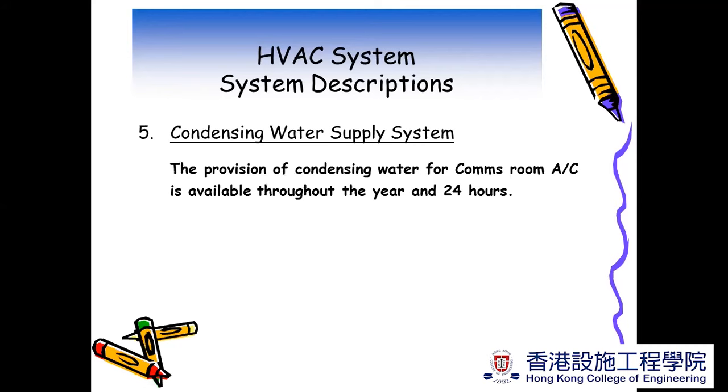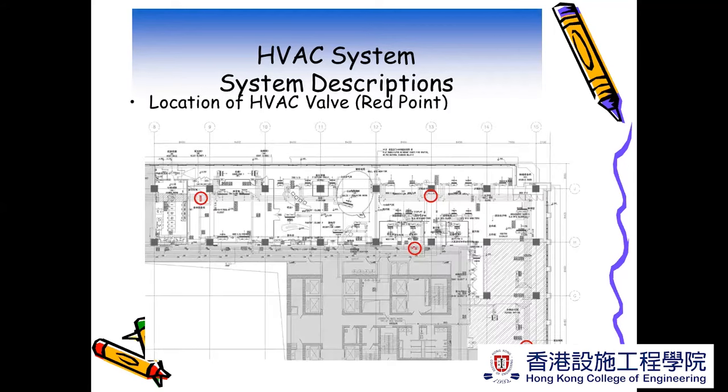Condensing water supply, right? So as I mentioned before, for the CRAC unit, provision of the condensing water or the chilled water for the comms room AC is available throughout the year at 24 hours, depending on what type of CRAC unit you're using. Using chilled water, using refrigerant, right? So it depends on what kind of CRAC unit you're using. But basically, it's 24 hours by 7, 365 days. And this one obviously is using a condensing water to cool down the direct expansion unit.